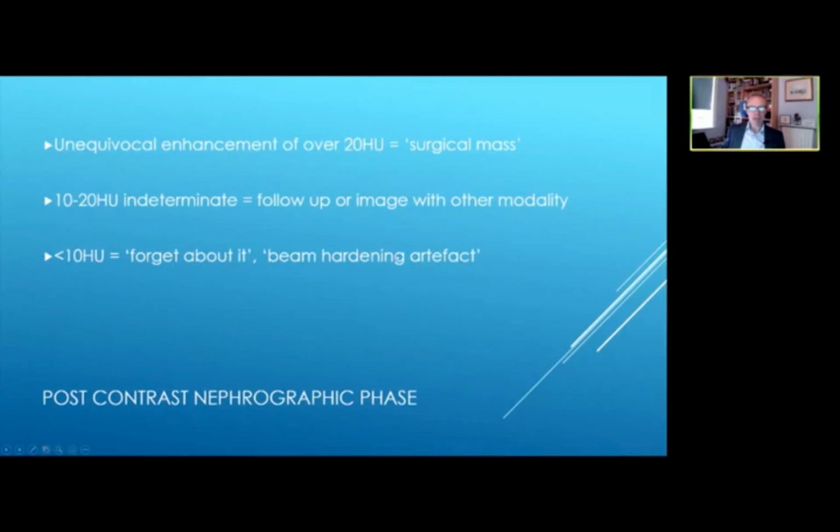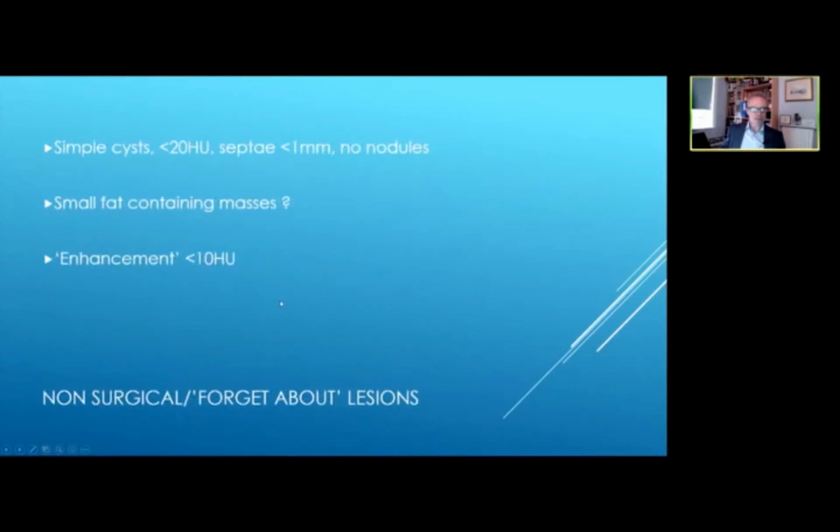This is due to beam hardening artifact. The CT scanner reconstruction algorithm means that when it goes through dense enhancing tissue around the lesion, it hardens the beam, and that gives you artifactual high Hounsfield units measurements in the lesion you're trying to measure. So you can get beam hardening, particularly in very small lesions.